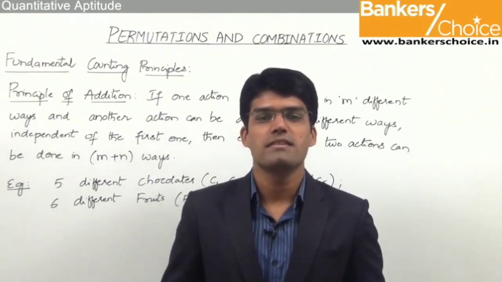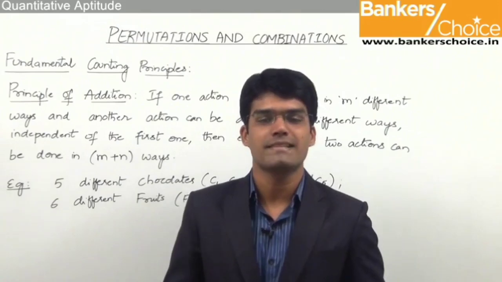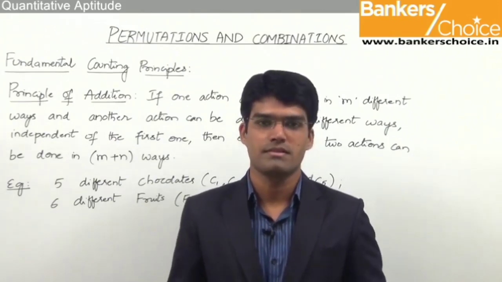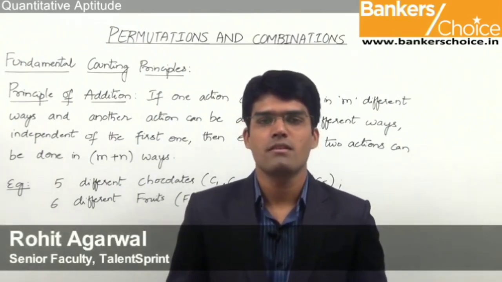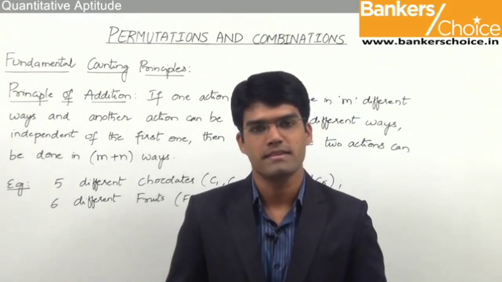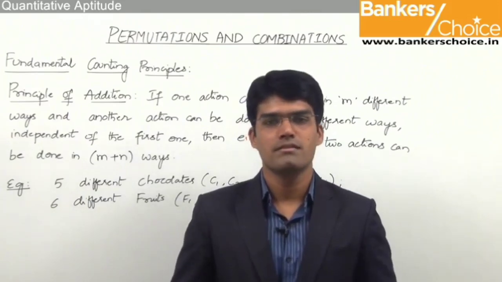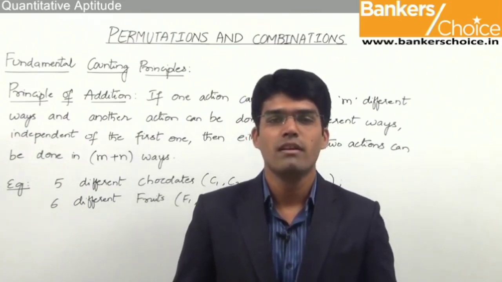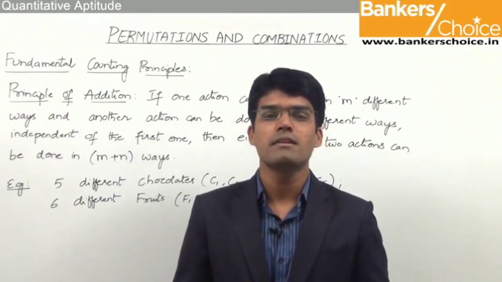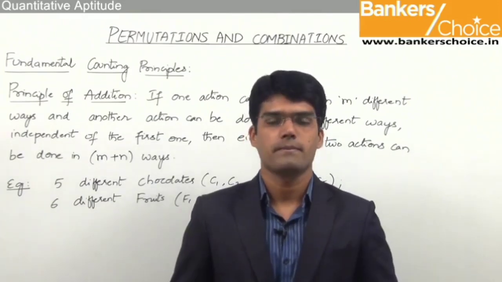In this session, we shall discuss an important and interesting topic from quantitative aptitude, that is permutations and combinations. The weightage of permutations and combinations may vary from 1 to 5 marks in different types of bank exams. Before we understand what is meant by permutations and combinations and what is the difference between these two, let us first understand the fundamental principles that are used in solving various questions from this area.